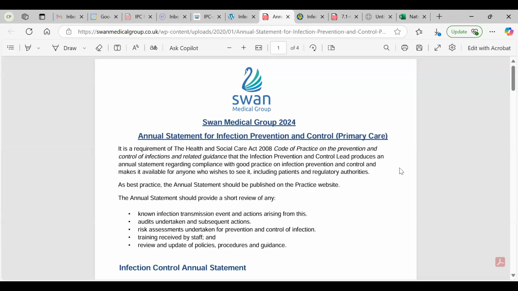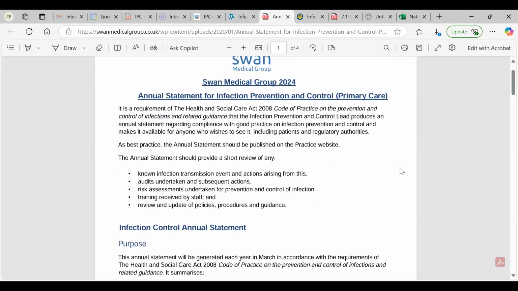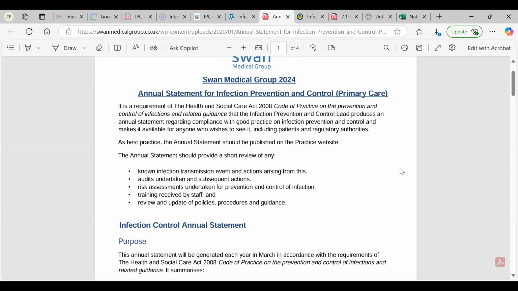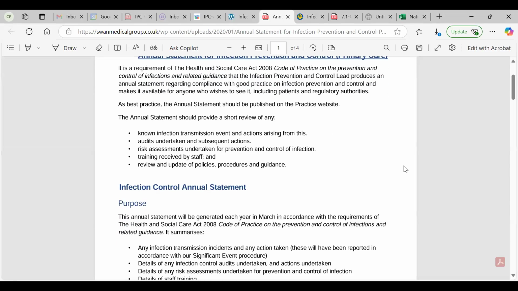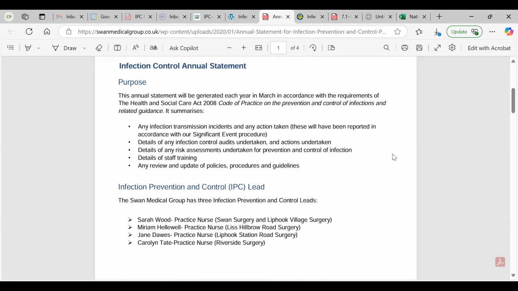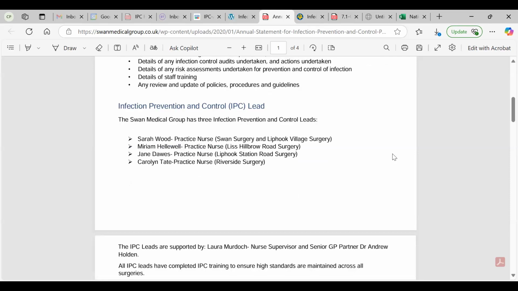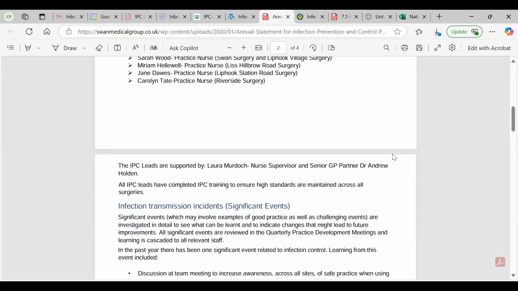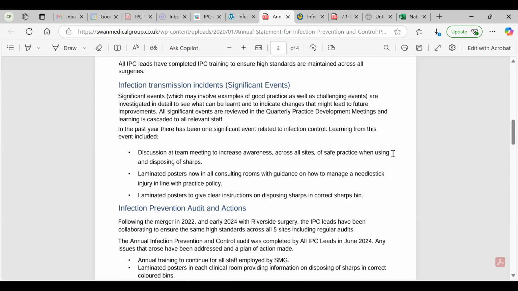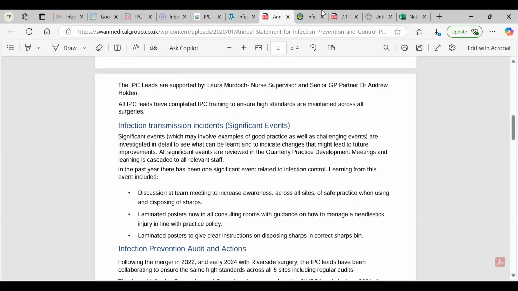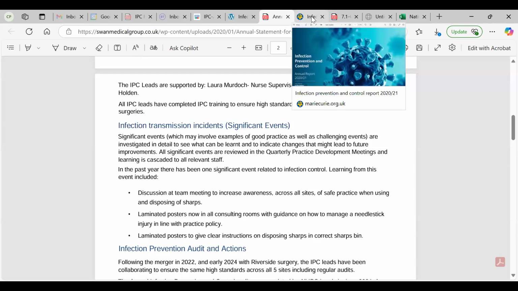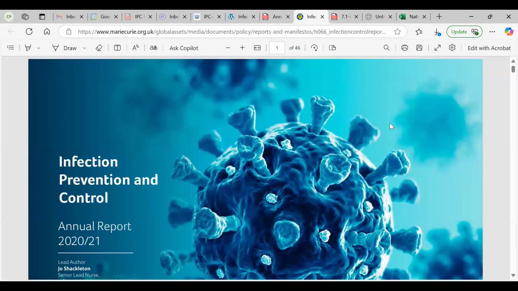You only have to do the annual statement, not a formal report, but it's quite clear what you should have in there. Any events that have happened, what audits you've done, risk assessments, details on your training, and review and update of policies. So you're stating in this what they are going to do. So it sets out who is the lead here in this one, what incidents they've had, etc. So that's a smaller version, but still has the same things.